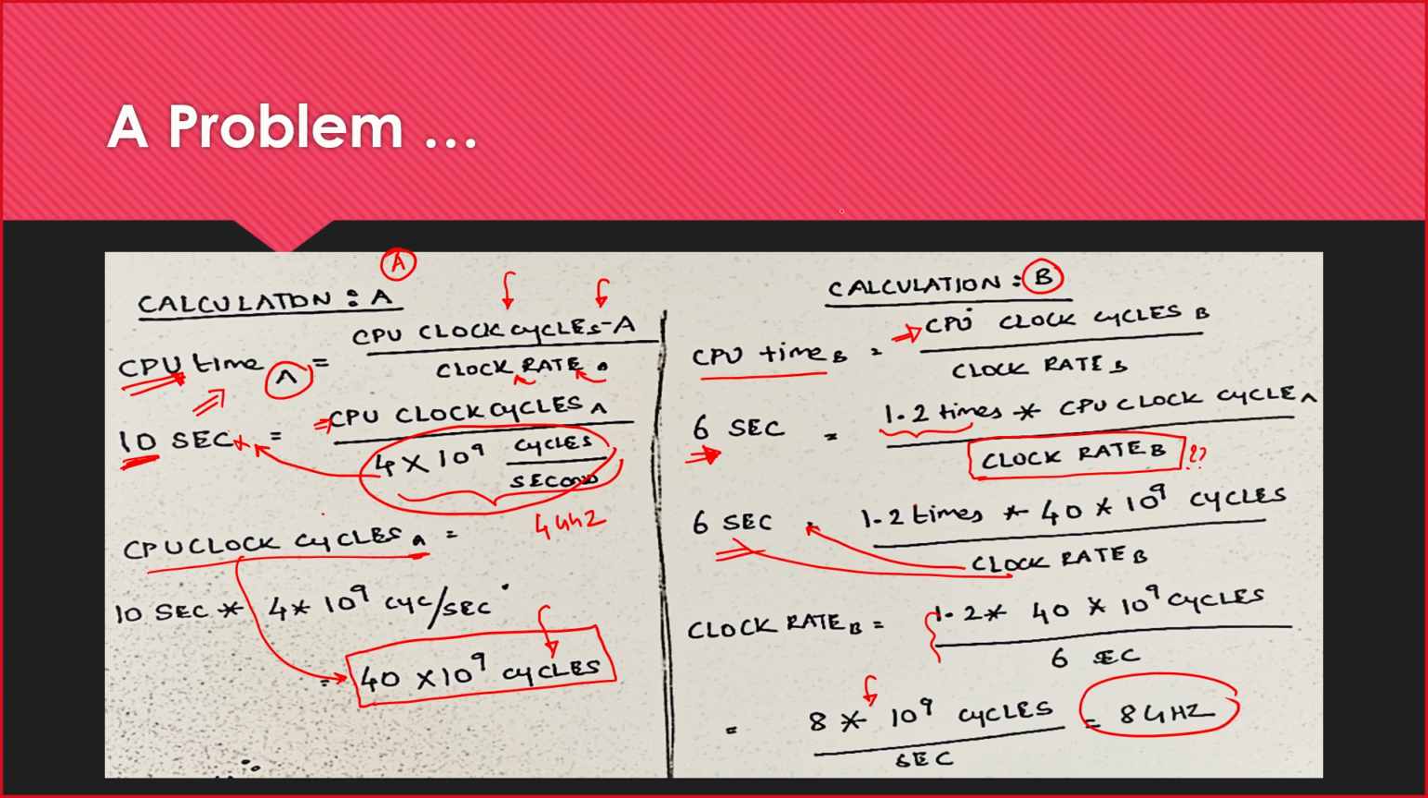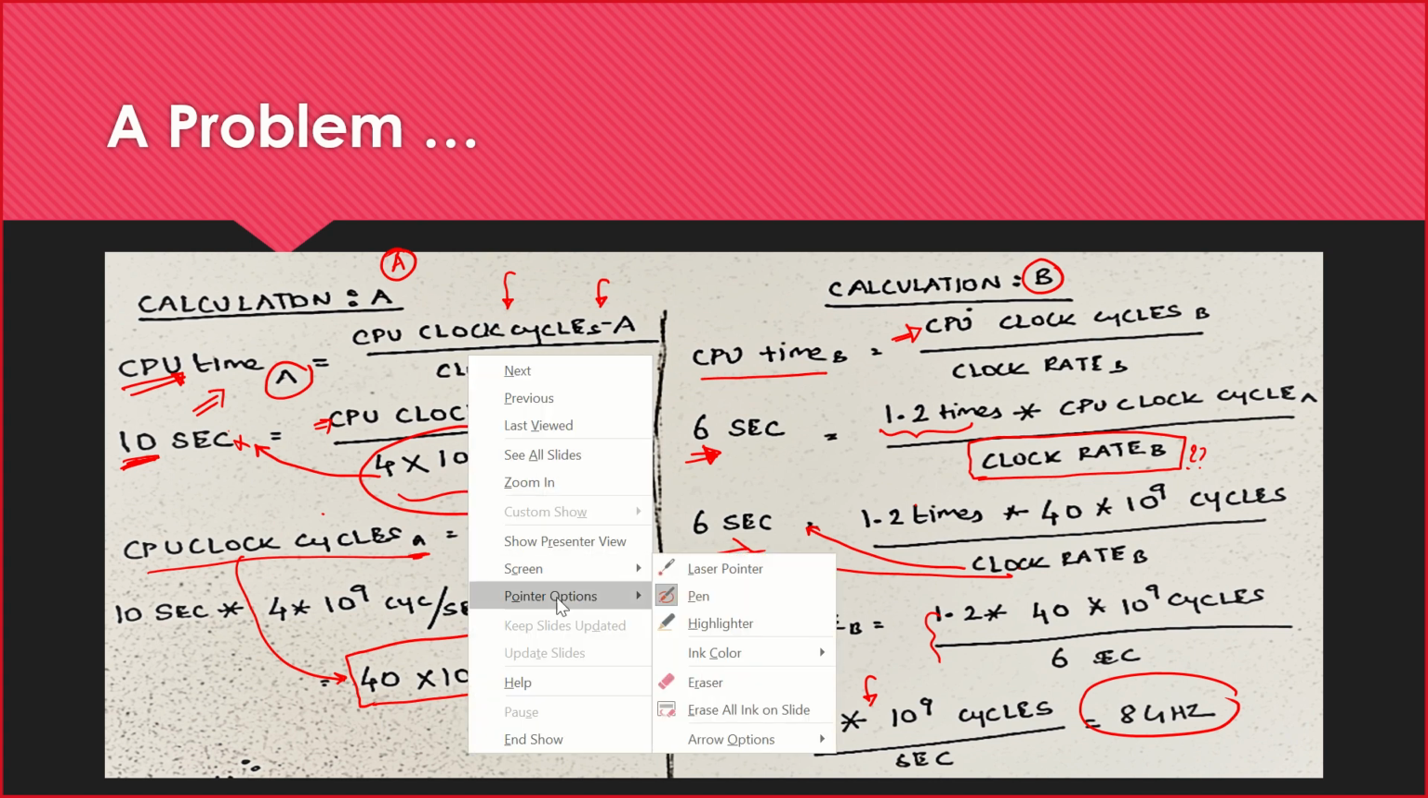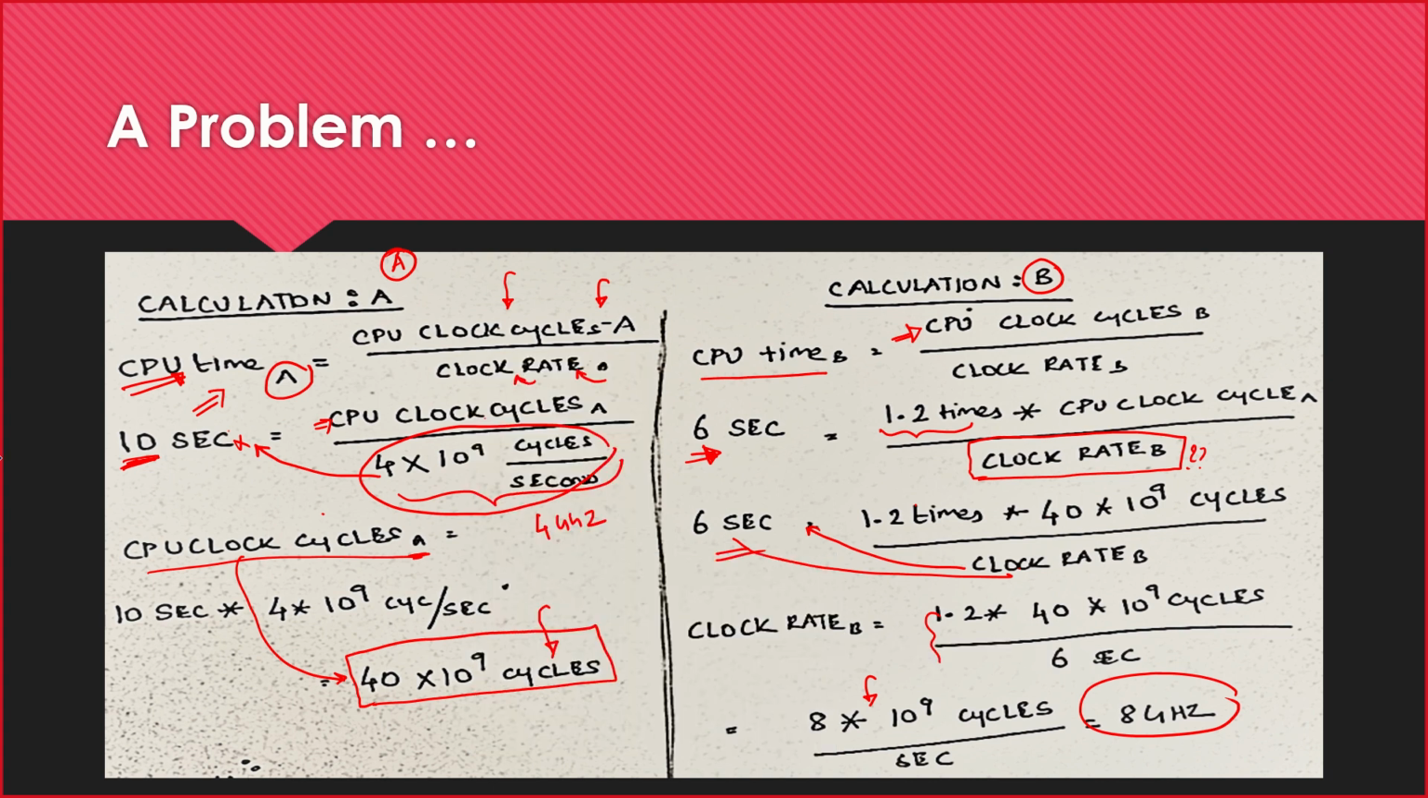So the formula is very simple. We need to remember CPU clock cycles by clock rate, without which things won't work. In the first case, what we had was the clock rate and the CPU time, and we found the CPU clock cycles. But in the second case, what we had to find was only the clock rate, which is nothing but the speed. The first case it was 4 gigahertz, the second case it was 8 gigahertz. Very simple. We found this through the available data.